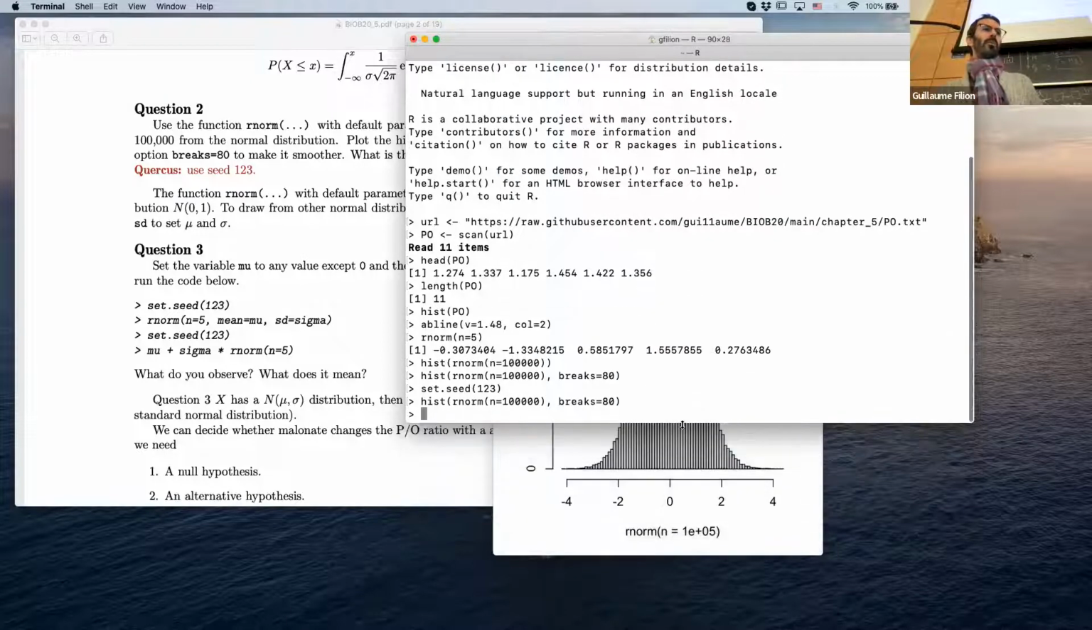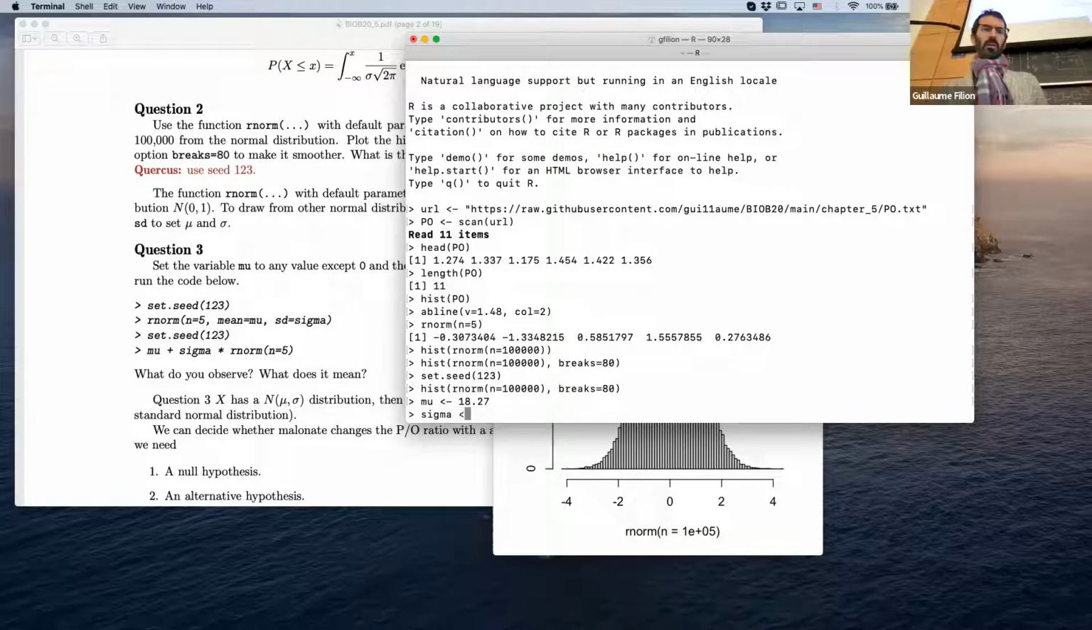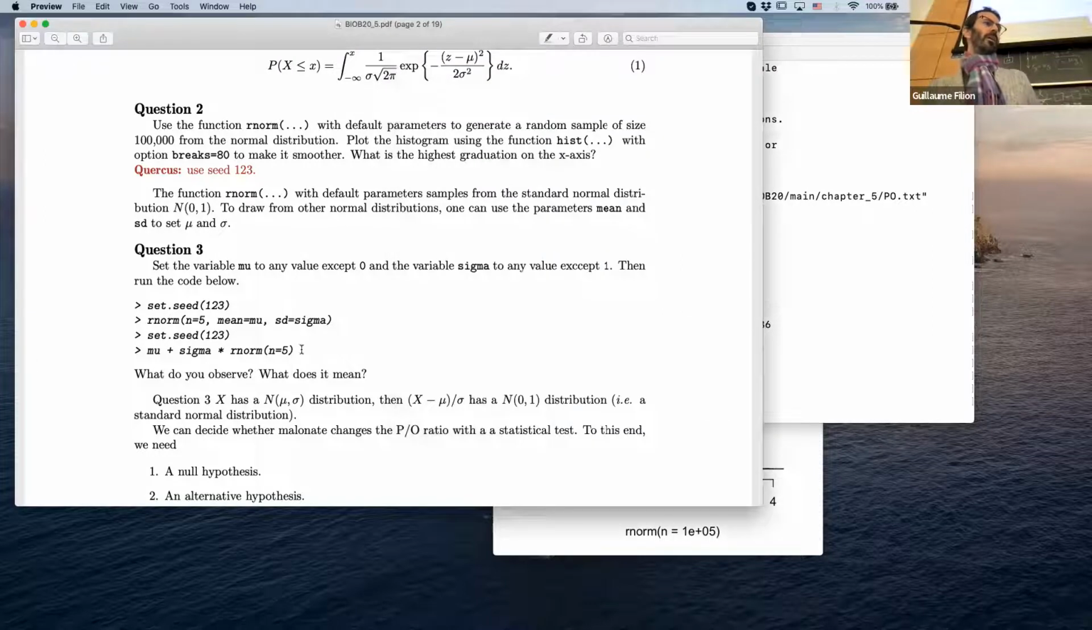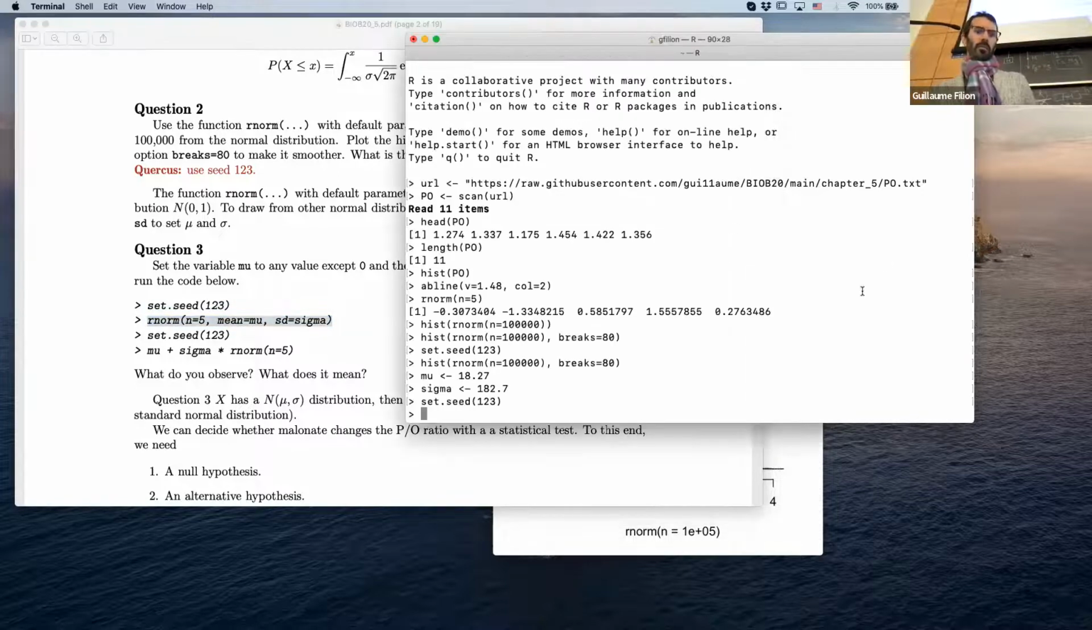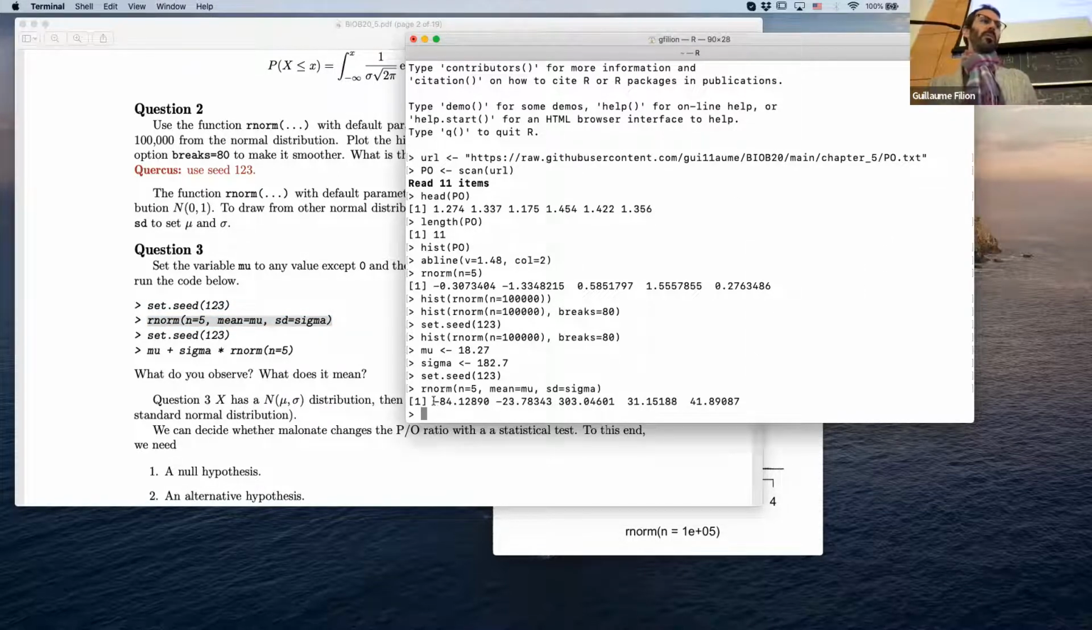So I'll put this a little bit higher. Here we go. So I will say mu is equal, for example, to 18.27, and sigma is equal to, I don't know, 182.7. Okay, and then I run this code here. Always the same thing: we just set the random seed, and I'm getting 5 random numbers from the Gaussian distribution with mu equals 18.27 and standard deviation 182.7. And those are the numbers here.